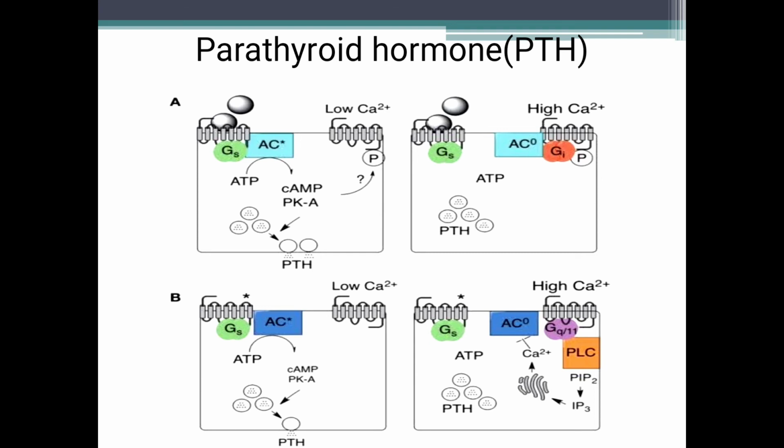What happens when there is a low calcium? Parathyroid hormone should be released when there is a low calcium. So when there is a low calcium, the Gs protein gets activated. That results in increased cyclic AMP formation. See the picture, the cyclic AMP formation, low calcium picture. This cyclic AMP activates protein kinase A, that is PKA, and that causes release of parathyroid hormone. So with low calcium, parathyroid hormone will be released. With high calcium, there is no release of parathyroid hormone.